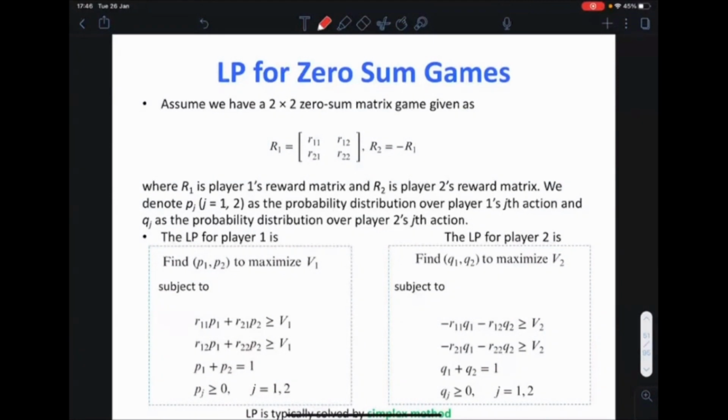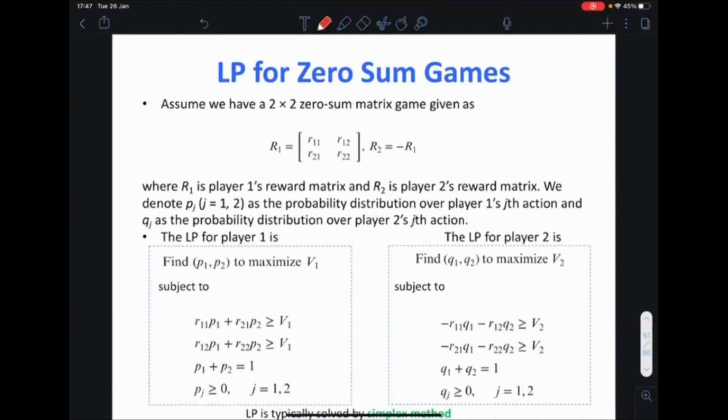Now the next step is to try to make sense of it. When you have this LP for a zero-sum game, what does it look like, and how do you actually solve it? You can write it down. If you have this matrix, you don't need to write down the reward for the second player, because it's just the opposite. Based on this R1, you can write down the primal solution, and then you can have the dual as well.